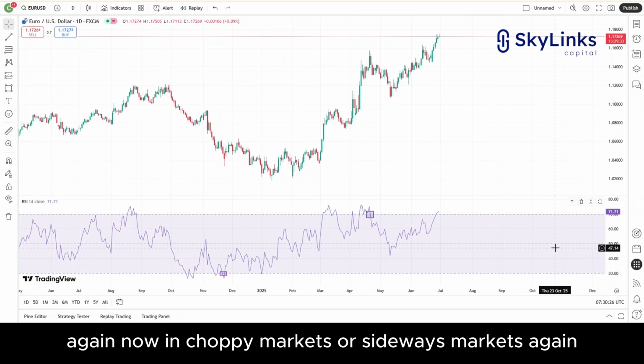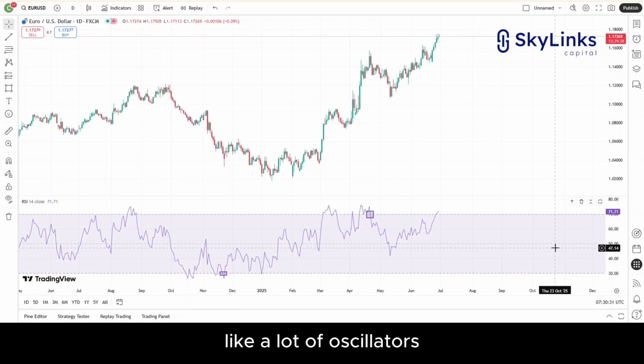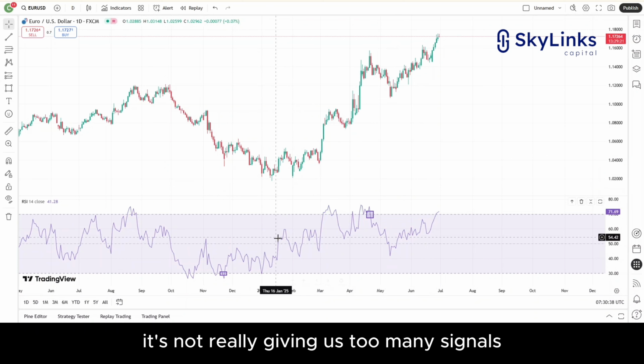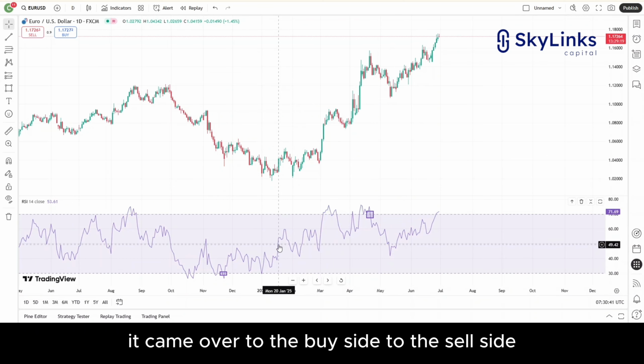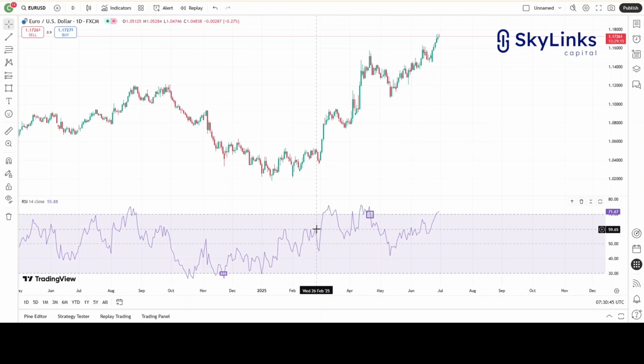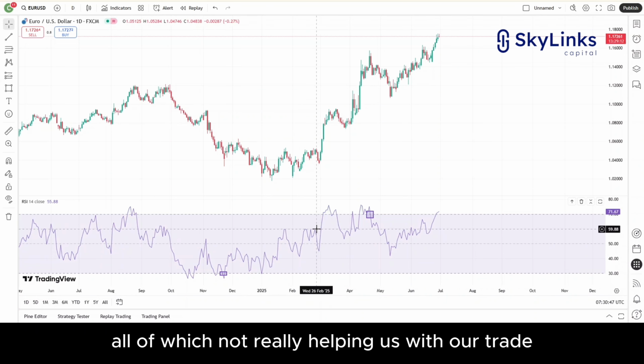Now in choppy markets or sideways markets, again, like a lot of oscillators, the RSI gets tripped up. So it does start to give us false signals. So in this kind of area, it's not really giving us too many signals. You can see that it came over to the buy side, to the sell side, to the buy side, to the sell side, to the buy side. All of which not really helping us with our trade.